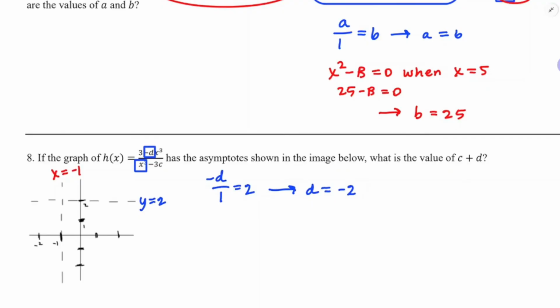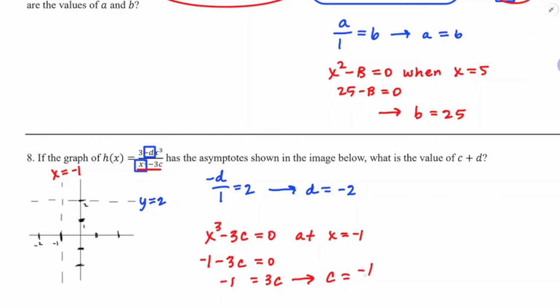And then x equals -1. This was x to the 3 minus 3c. So x to the 3 minus 3c would equal 0, because that's the cause of a vertical asymptote at the point where x equals -1. Okay, so -1 to the 3 is -1 minus 3c equals 0. I'm going to just keep solving at that. -1 equals 3c. That's telling me c is -1/3.